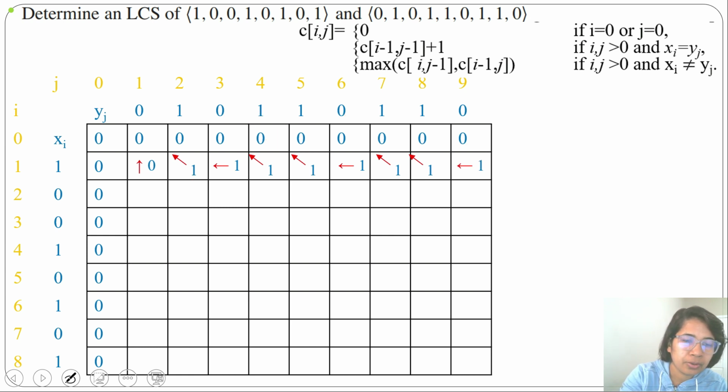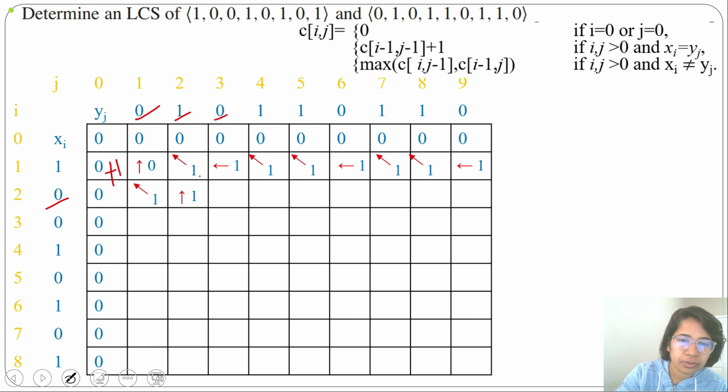Next, second row, 0 equals to 0, so this 0 plus 1, 1, arrow will be toward left corner. 0 not equals to 1. We'll write 1, arrow will be toward up. When it is equal, arrow will be toward up. We are deriving from the up value.